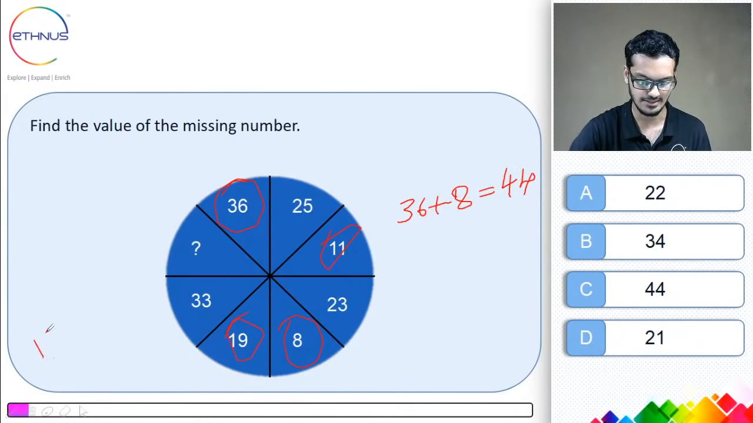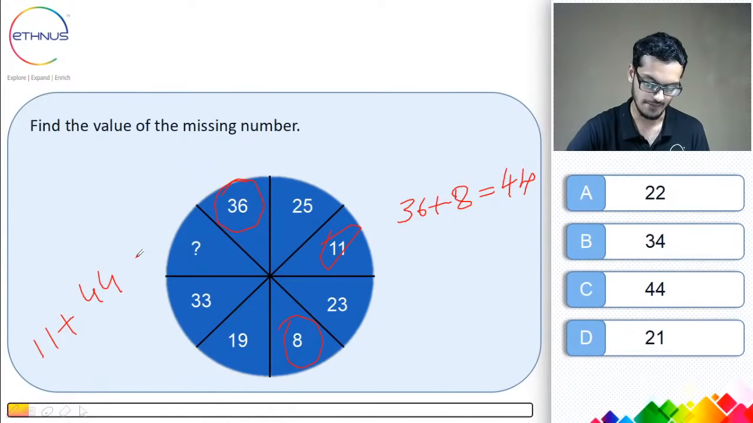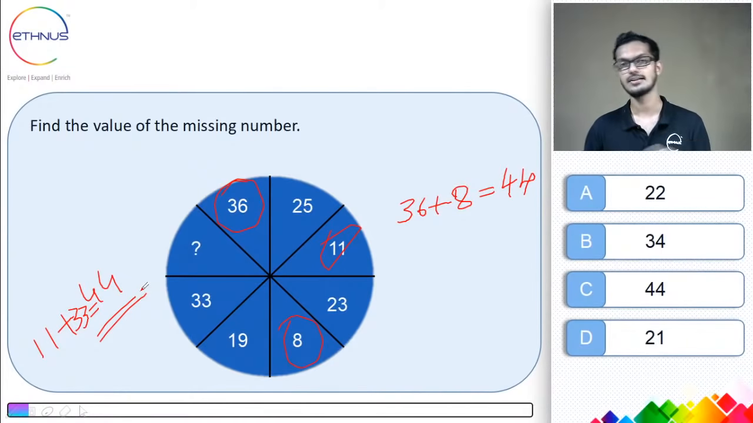11 plus 19. I'm sorry, not 19. 11 plus 33. The sum is opposite one. You need to take 11 plus 33, which will also give you 44. I hope now it is clear. So whoever has said they have not understood, I hope this is clear now. 11 plus 33 will also give you 44 as the sum. So similarly, 21 plus the opposite one, 23, will give you 44. So here's the next question.